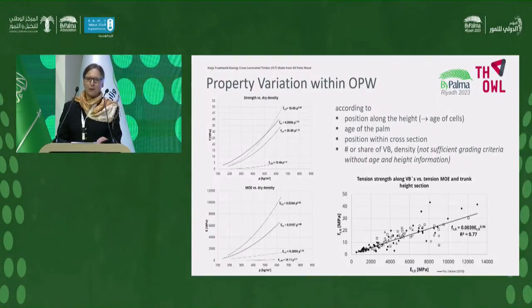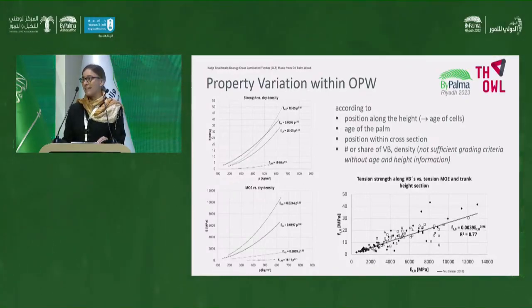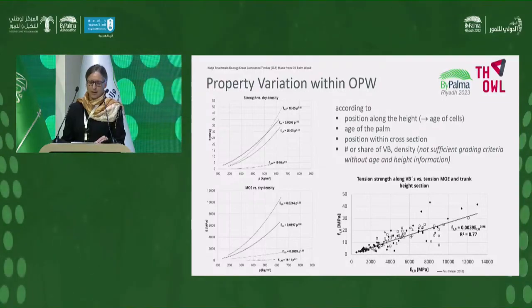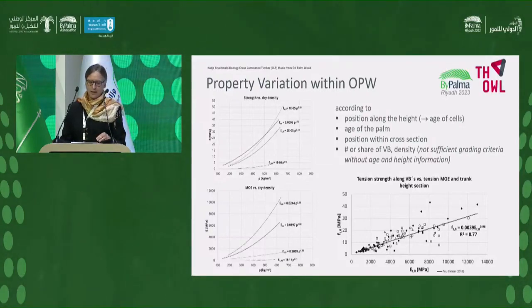All elastomechanical properties depend on the height within the trunk, because the cells at the bottom are much older than those on the top. The cell wall thickening during the lifetime of the cells results in better properties. Therefore, older palms have better properties at the same position than younger palms. And the position within the cross-section at a certain trunk height has an influence on the mechanical properties as well. This is because of the number of the vascular bundles per unit area.